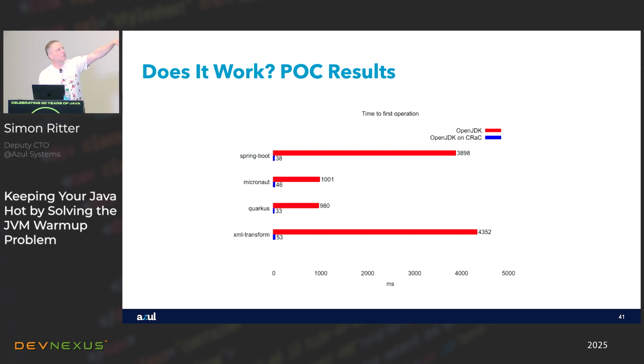Same with Micronaut, that was a second getting to first transaction, reduced to 46 milliseconds. Quarkus, again, about a second down to 33 milliseconds. And a less representative XML transform, 4.3 seconds down to 53 milliseconds. But same kind of idea, 2 orders of magnitude faster.